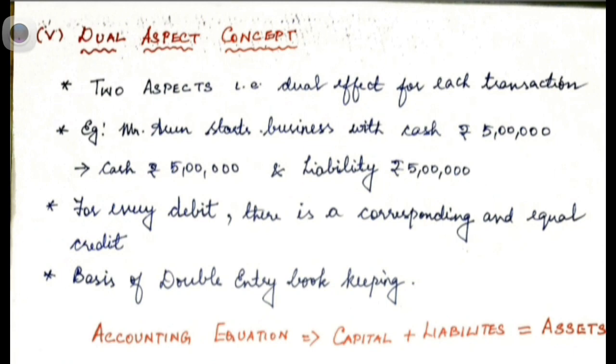That means whenever a transaction is performed, every debit will have an equal and corresponding credit, and similarly for every credit there will be an equal and corresponding debit, and vice versa. This is normally the basis of the double entry system of bookkeeping. Here an accounting equation is to be followed, taking capital and liabilities as a sum, and equal to this will be the assets. Thus we put this as capital plus liabilities is equal to assets.